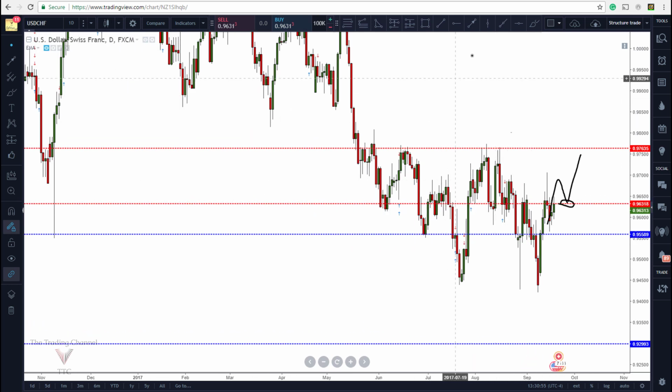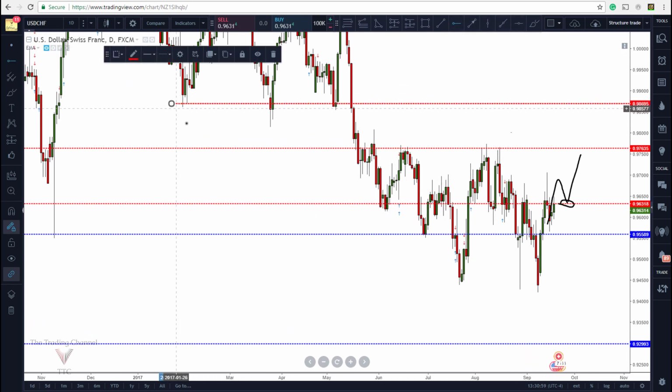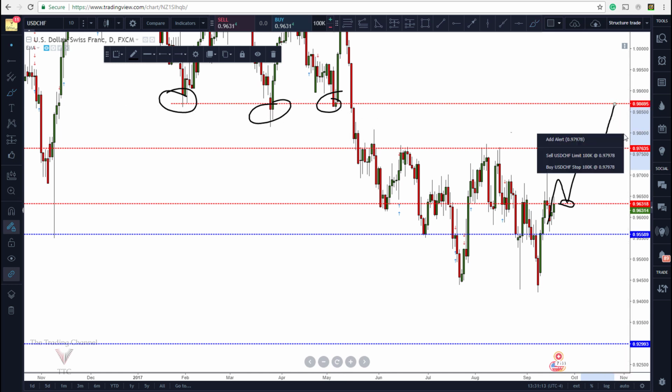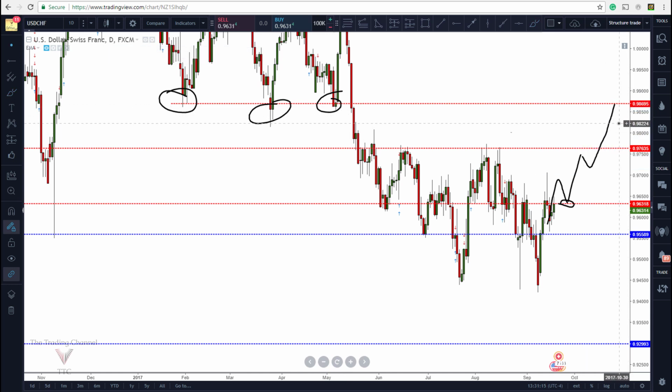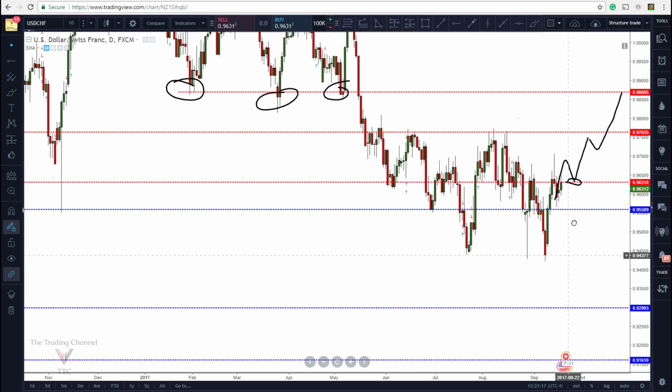And above that, our next level of resistance that we're going to be looking at is going to be right in here. As you can tell, this market came to this level and used it as support multiple times in the past, making it an important level of structure. So if we break above 0.9763, we can look for the next level of resistance to be around 0.9869 here on the dollar Swiss.